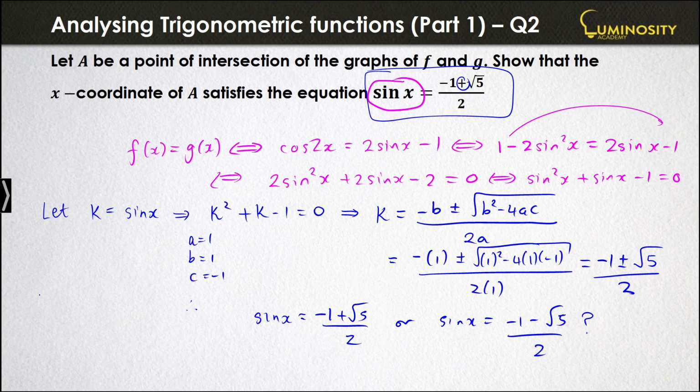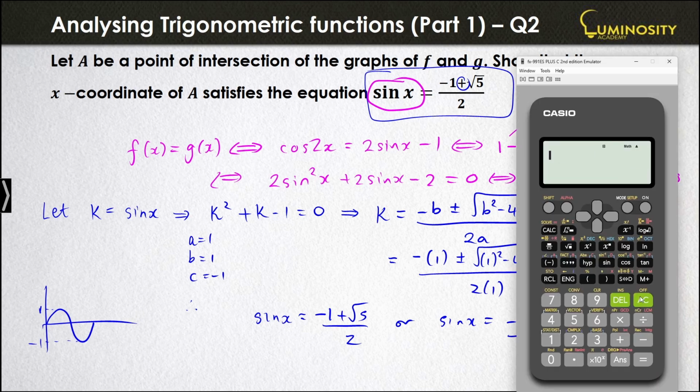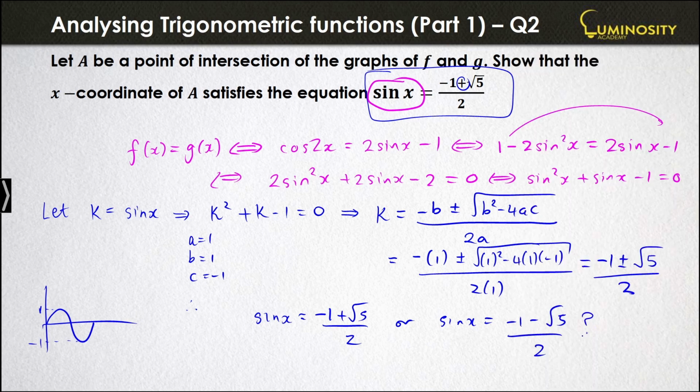Well, first of all, let's recall the basic properties of a sine graph. The range goes between 1 and minus 1. That's a very underappreciated and extremely important property of the sine graph. So if I take out my calculator and work out negative 1 minus root 5 and then divide by 2, I get negative 1.61. Now that value is somewhere down here, negative 1.61. Your sine graph does not go there at all. So this one here has no real solutions.